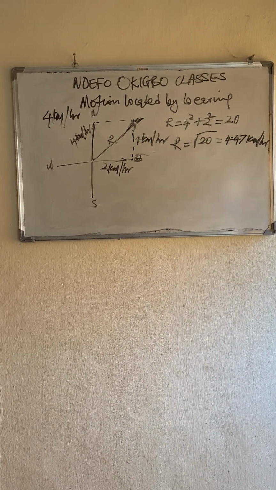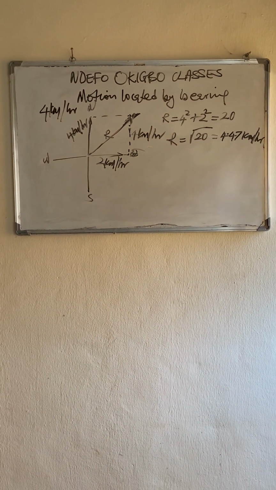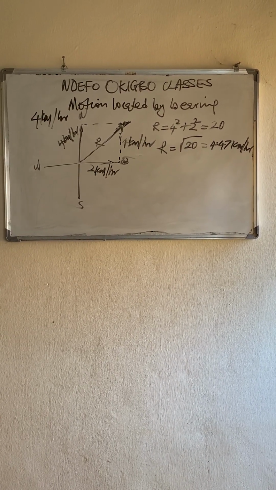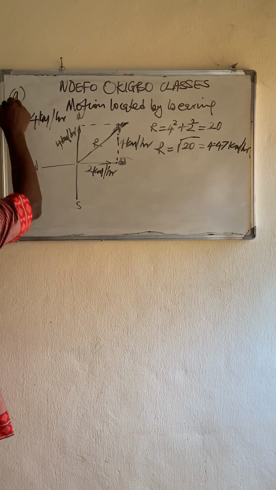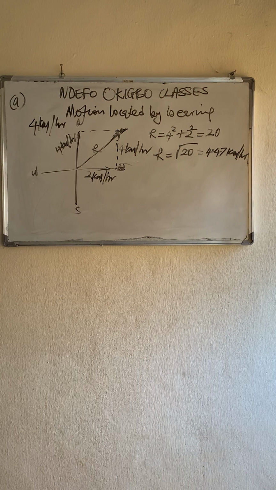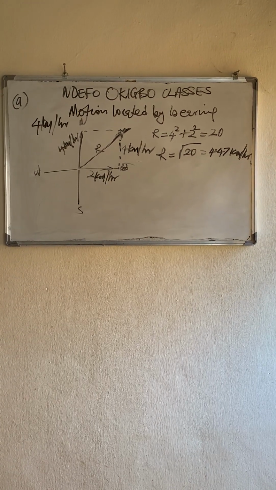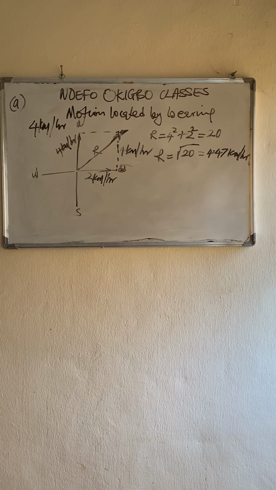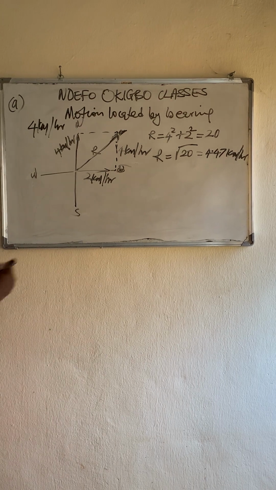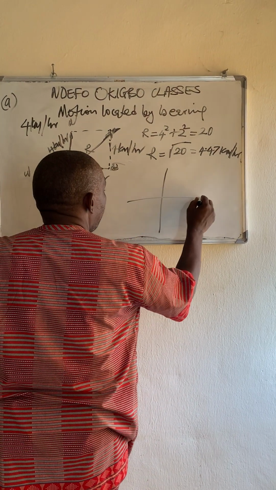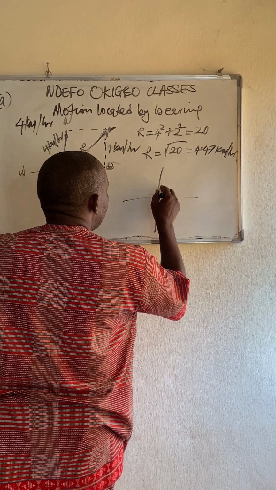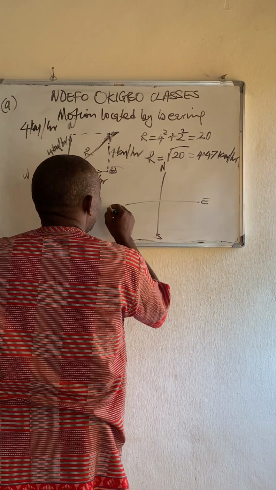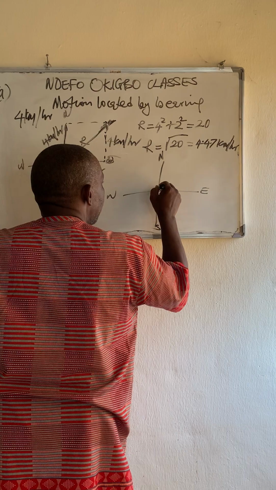That's the speed the bird will eventually end up with, because it was intercepted by a wind. That's number A; we've solved this. Now for part B of the question: if the bird moves 6 meters per second in the northeast. Let me look at the cardinal points. It moves northeast instead of north. This is north, this is south, this is east.